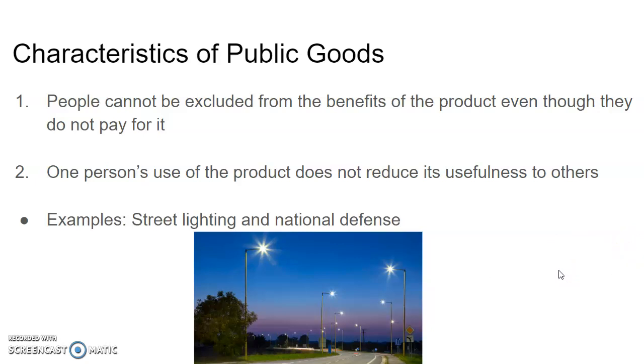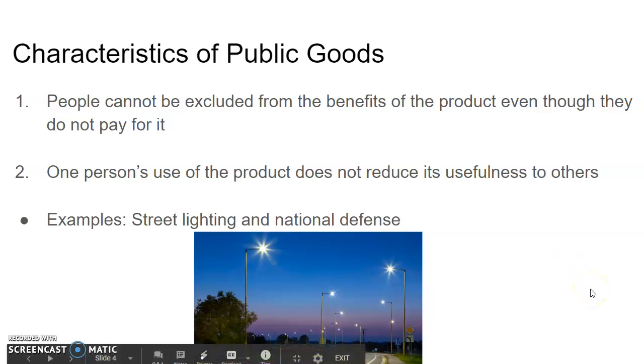National defense was another example given, and all these services would be provided, but not necessarily with everybody paying for those services. And we'll talk about how the government enforces that and makes sure that everybody pays their piece of the pie.